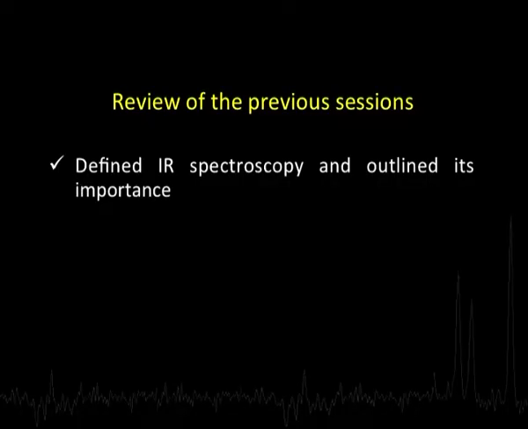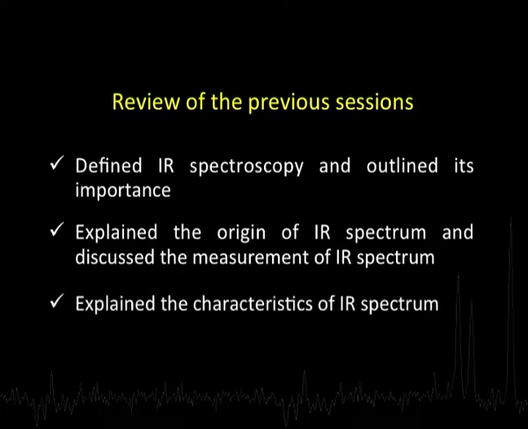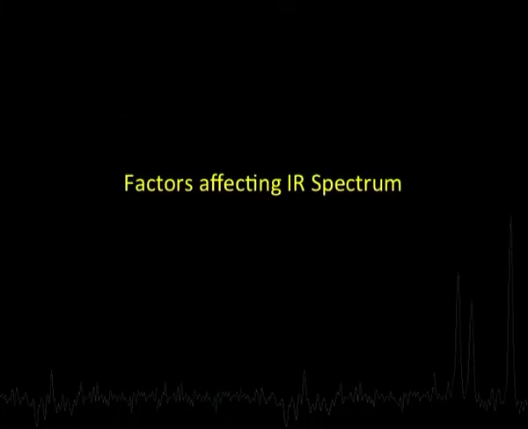Okay. Now, let us quickly recall what we have done so far. We started by defining what IR spectroscopy is and outlined its importance. Thereafter, we explained in detail the origin of the IR spectrum and discussed the measurement of IR spectra. We talked about the spectrometer used, and of course, we talked about the kinds of sampling devices used for different kinds of samples. Then we explained the characteristics of IR spectra, and having done all that, now let us move further and see what the factors are that affect the IR spectrum.